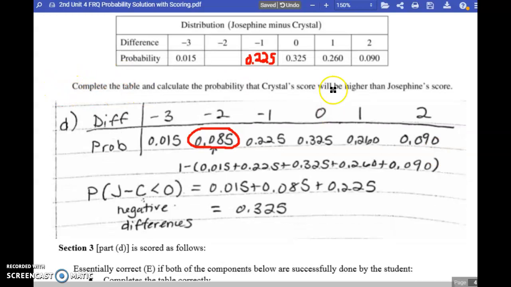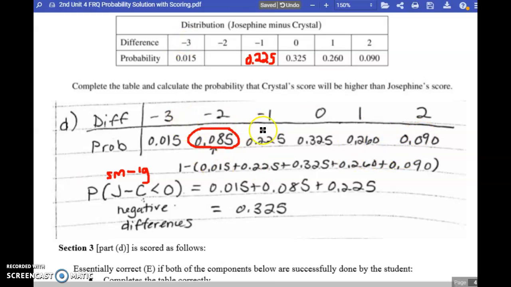Question's not quite done. So complete the table was part of that answer, and then you had to calculate the probability that Crystal's score is higher than Josephine's. So now you have to think about if Crystal's was higher, that means when you subtract Josephine minus Crystal, you needed negative numbers because Crystal was bigger. Right? If you have a small number minus a big number, or a small number minus a larger number, you're going to get negatives. So I'm interested in this table, what are my negatives? So that means what's the probability?